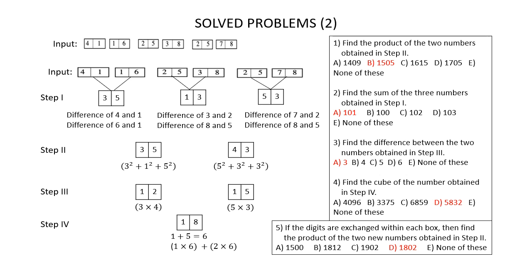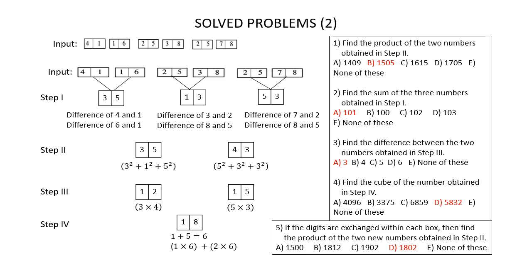Question number 3. Find the difference between the two numbers obtained in step 3. Here you are given 5 options and you have to find out which of these options is the correct one. So here you are asked to find the difference between the two numbers in step 3. So you have step 3 here and the two numbers here are 12 and 15. So 15 minus 12 is 3. So the correct answer is option A, 3.